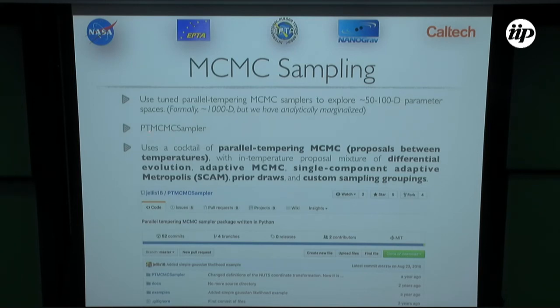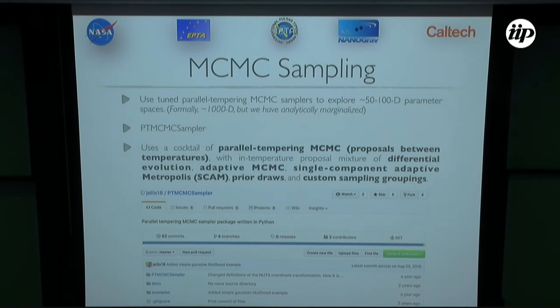We use a parallel tempering MCMC sampler, which was written by Justin Ellis, and that includes quite a nice cocktail of parallel tempering MCMC, which allows proposals between different temperatures. So you're exploring the full prior, where the higher temperatures sort of decrease your likelihood contrast and allow you to easily explore the boundaries of the parameter space. You can get an in-temperature proposal mixture of differential evolution. Differential evolution is when you take 2 points in the past history of your chain, you then have a vector which is joining those points, and you suggest a new point somewhere along that line.